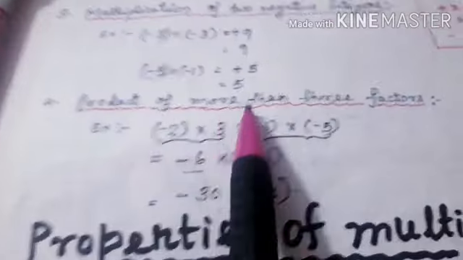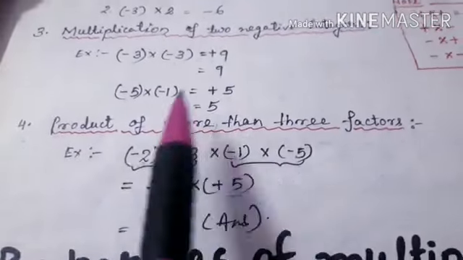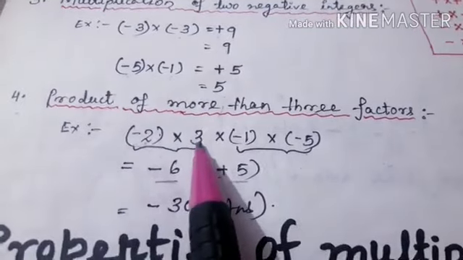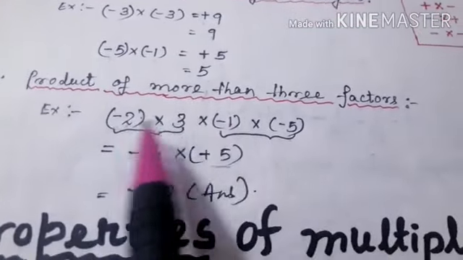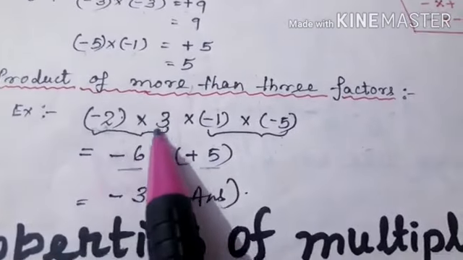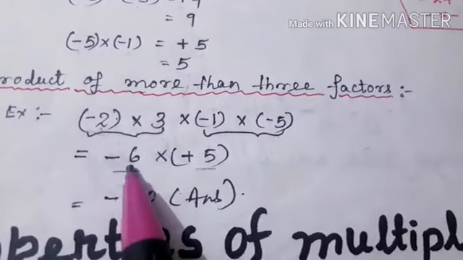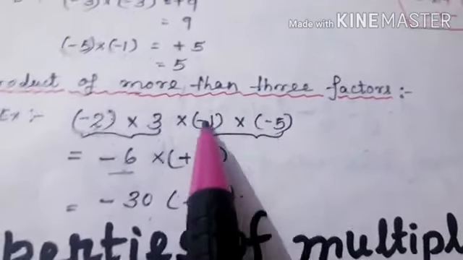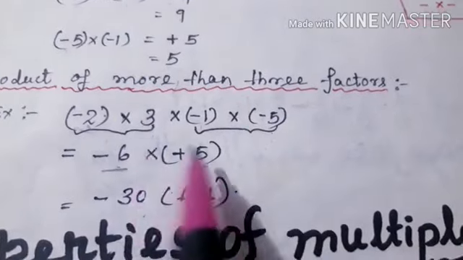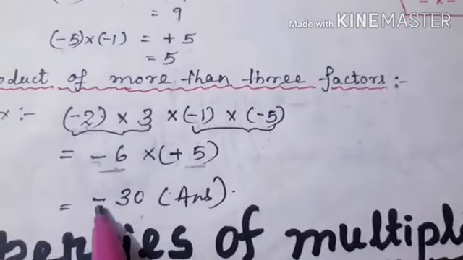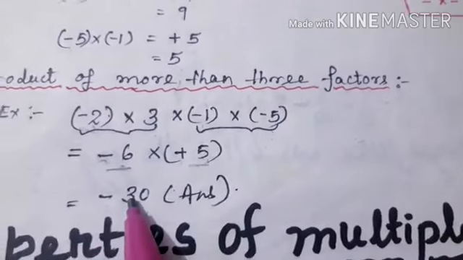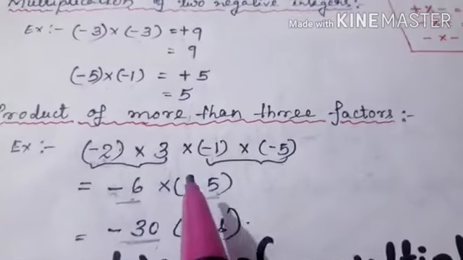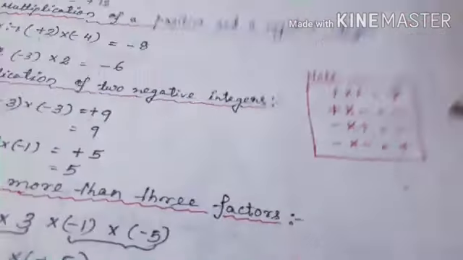Then the product of more than 3 factors. Okay, when we take more than 3 integers, see, minus 2 into 3 into minus 1 into 5. Then minus 2 into 3 we will take in one group, which is equal to minus 6. Then minus 1 into minus 5 we will take as another group, which is minus into minus is plus, so plus 5. Then minus into plus is equal to minus, 6 into 5 is 30, which is equal to minus 30, the answer.